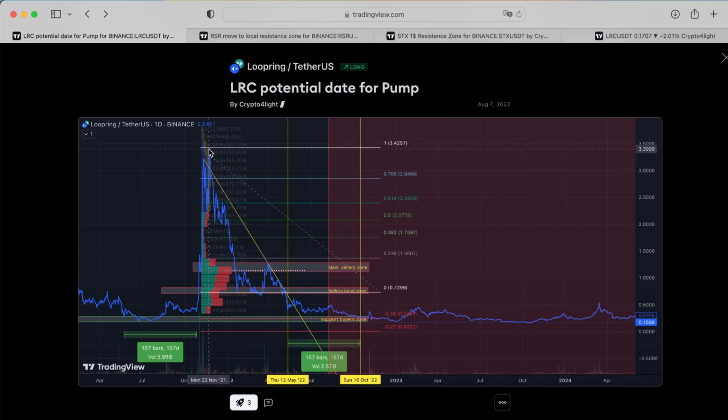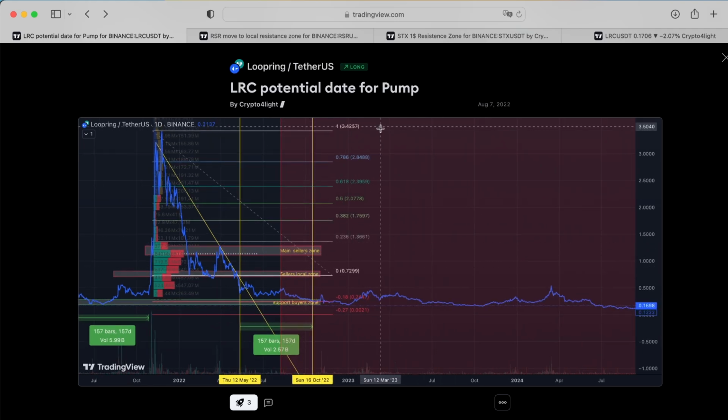So here, at that time I identified the top at $3.42, and this was $0.7299. It was a support. So a seller's local zone, main seller's zone, and support buyer zone. It was between 0.24 cents and 0.2021. So I tried to identify the levels for a potential pump. Here it was like October 17. I marked that level. Yes, we kind of pumped from this level, from 26 to 46, a 20 cents pump, but this is not what I mean, right?